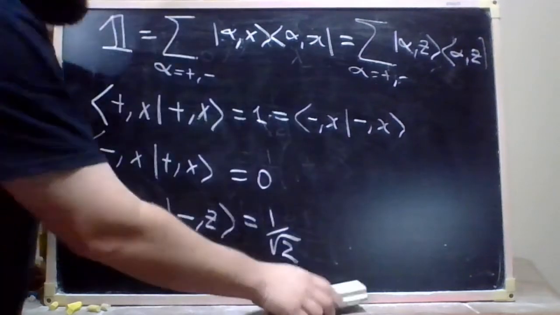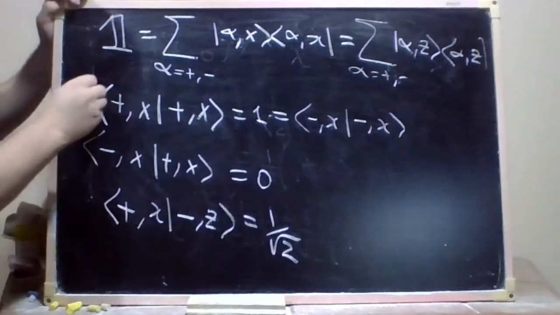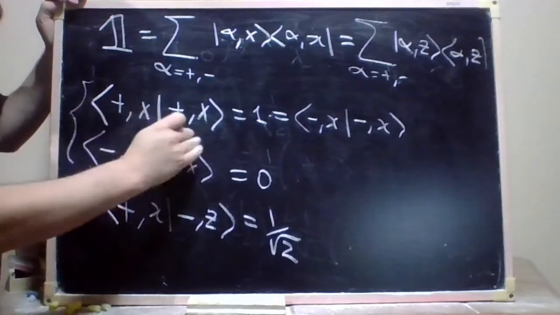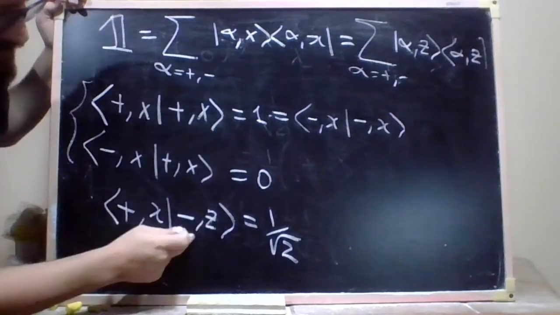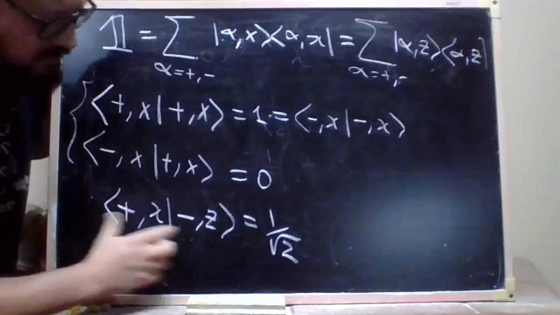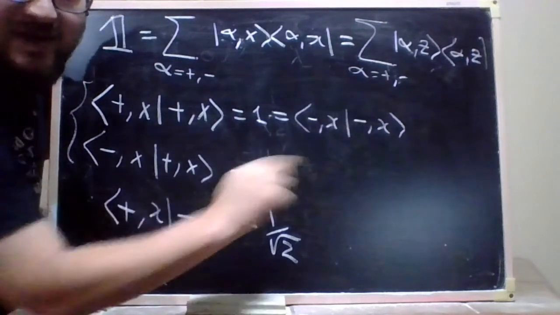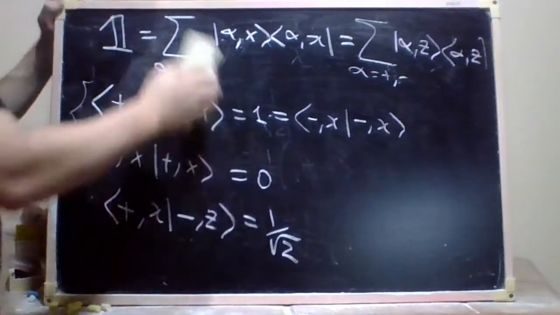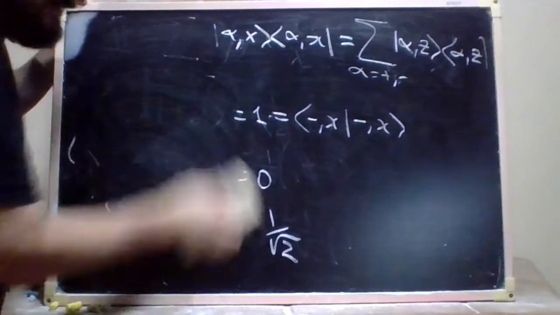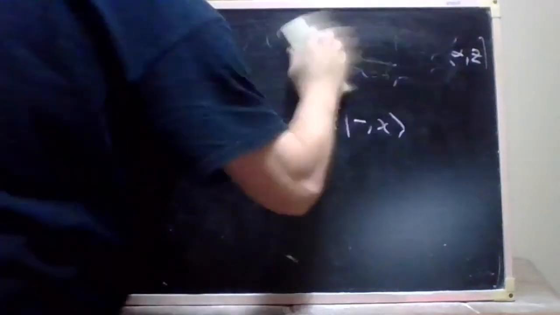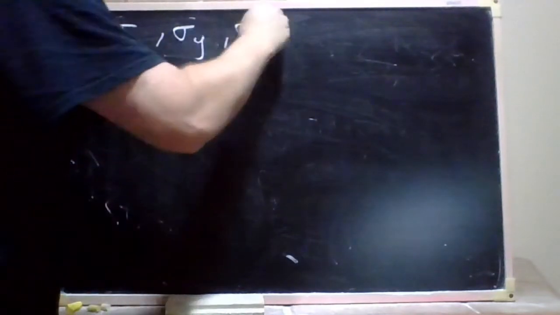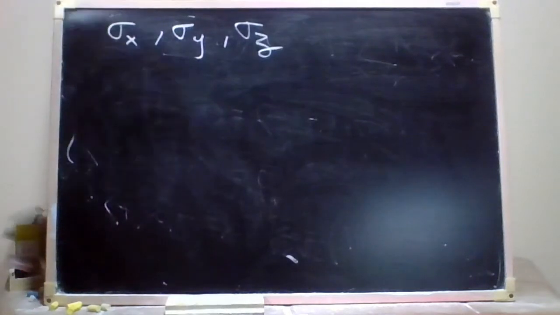And notice the orthogonality is valid inside a given basis, but if you project a vector in one basis into the vector of another basis, the orthogonality is no longer valid, okay? So you can perform basis transformations. Suppose you can represent sigma x, sigma y, and sigma z in a given basis.